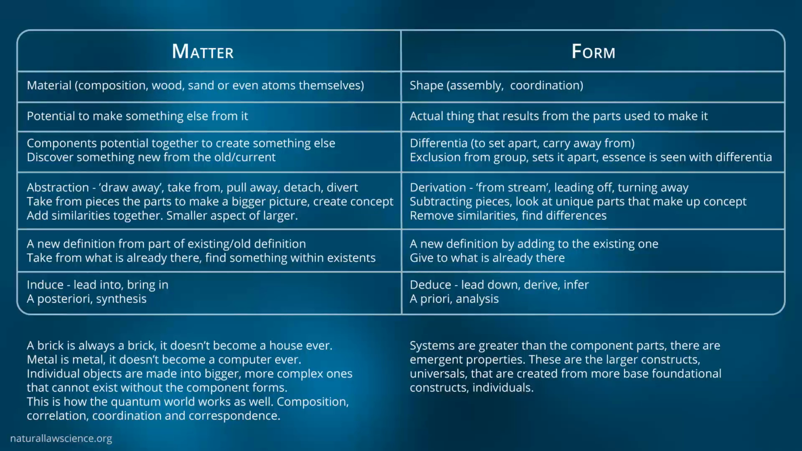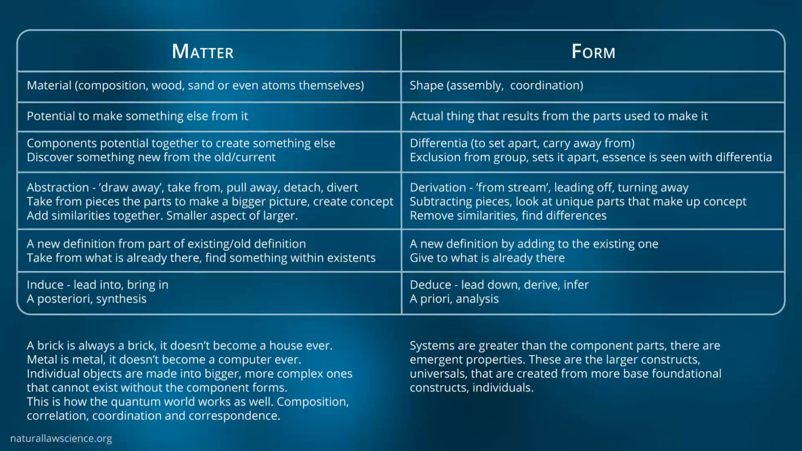We take from what is already there, and we find something within the existence of reality. The existing parts of reality, the things that exist. So you take what's already there and you find something within what already exists. In the form, it's a new definition by adding to the existing one. You give to what is already there. You're adding something. So if we look into matter as the potential, form as the actual.